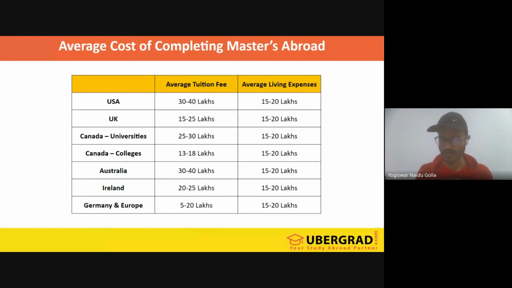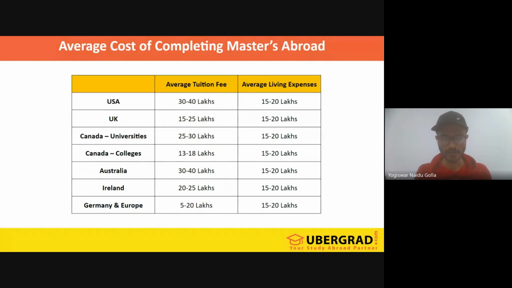For the UK, it is 15 to 25 lakhs, and it depends very much upon the country. Coming to every country, the tuition fee increases or decreases. The cheapest are Germany and Europe, where you have to pay only community fees or the semester fee. Germany and Europe have the lowest cost of studying.